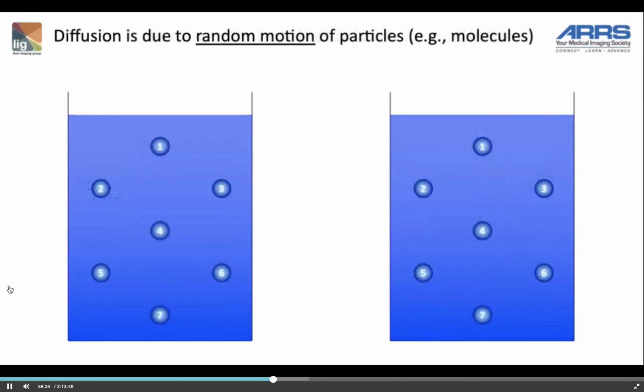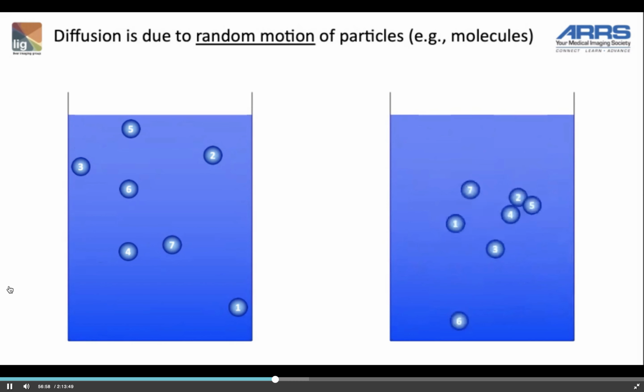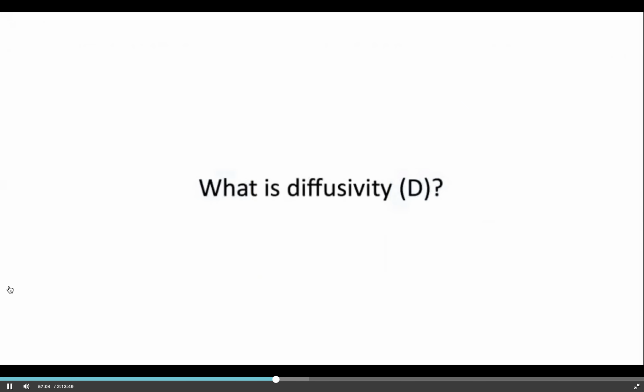And so we can do a thought experiment where we start with, say, 7 water molecules on the left and 7 water molecules on the right, each in a beaker of water. And due to random motion, the particles will move, and after a certain amount of time, they might end up as shown over here. Now, because this is random, if we were to try to repeat the experiment and have the water molecules in the same exact starting space, they might actually end up in a different location because the motion is random. So this is what we mean by diffusion.